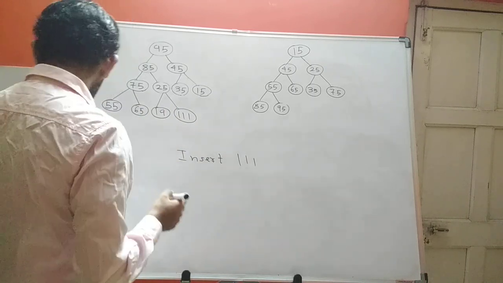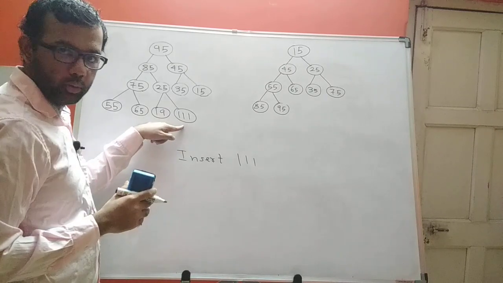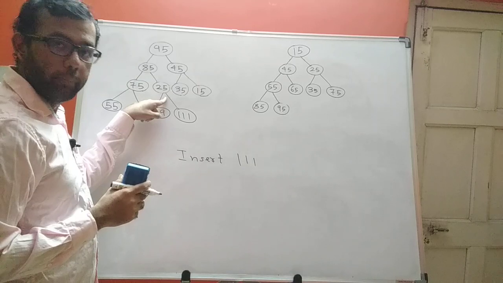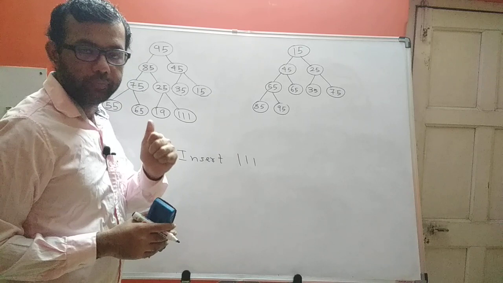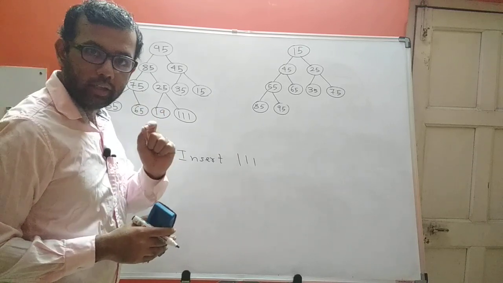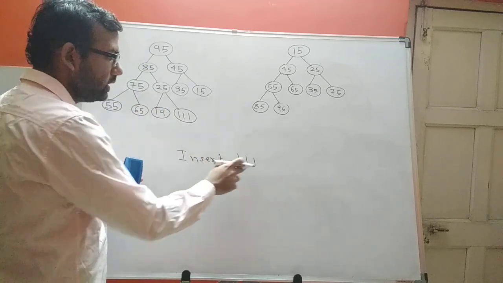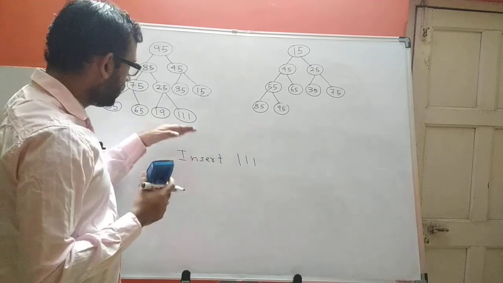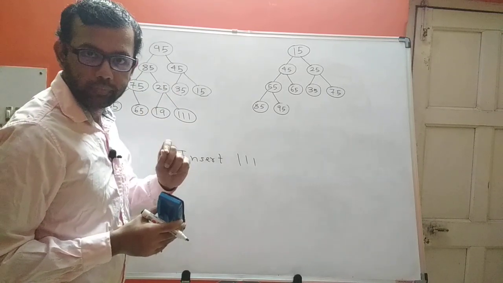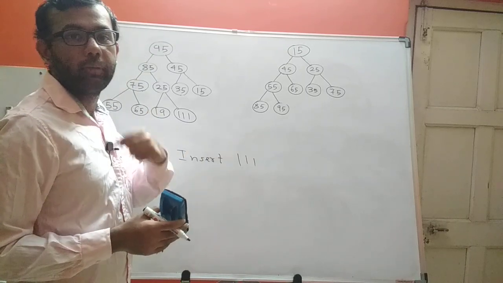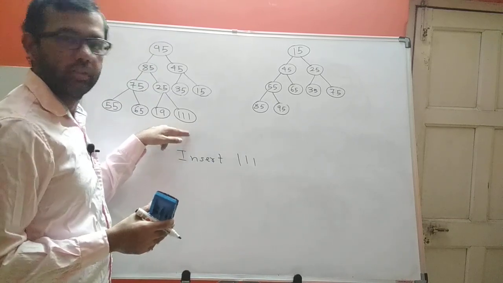So what do I do? I will start checking the newly inserted node with the parent, and I'll keep checking till I either reach the root node or I find a parent which has a value greater than my current node. My current node here is the newly inserted node. So I'll keep on checking and swapping till I reach the root node, or till I find a parent node which is greater than my current node. Let's see how this is done.